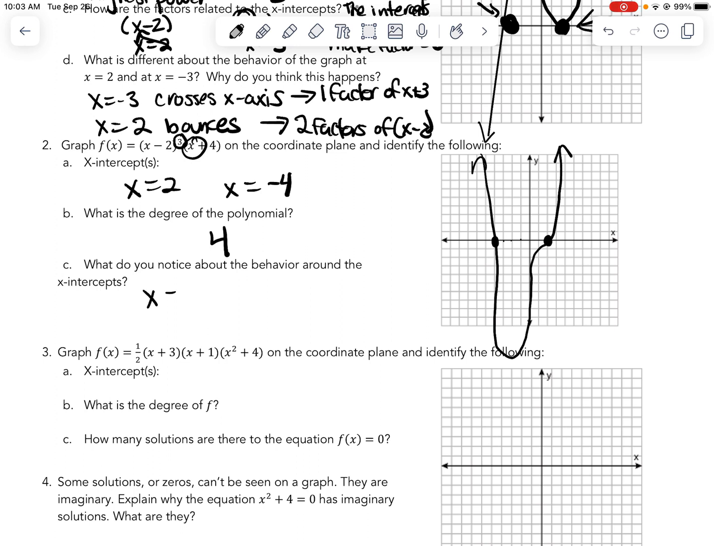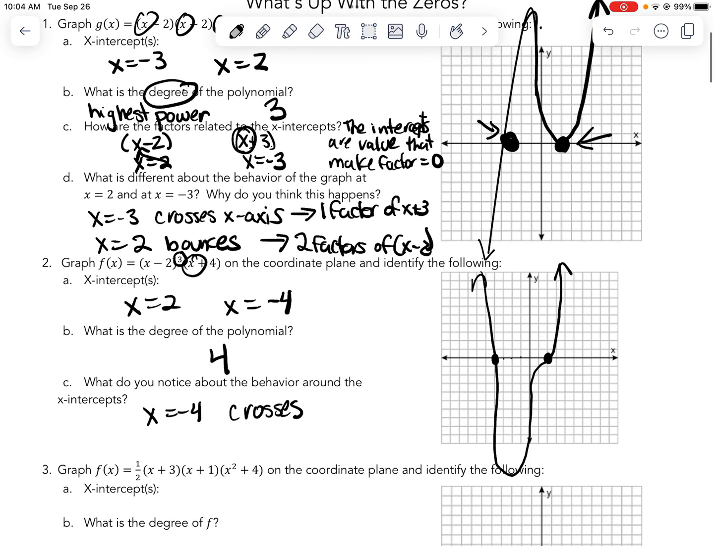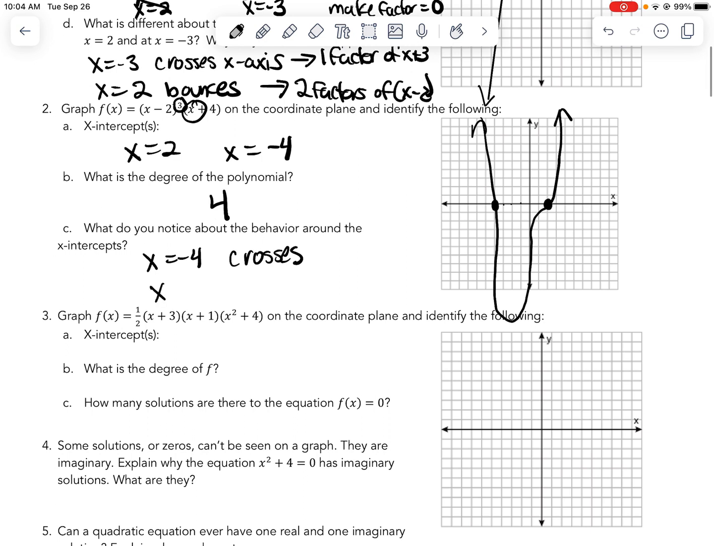What do you notice about the behavior at the x-intercepts? So at x equals -4, it crosses. And at x equals 2, it's not that weird parabola from above. What could I call that? I don't know, it kind of squiggles, maybe we could call it.